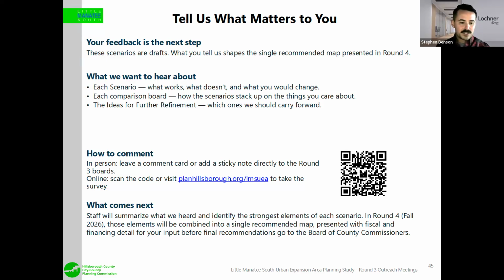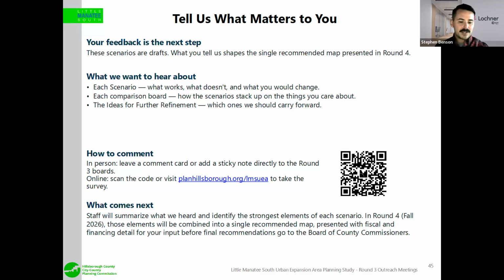What comes next? We're going to be summarizing what we heard from you at the previous two meetings, this week and last week, and what we've heard from you today and what we heard in the survey. We'll identify the strongest elements of each scenario. And in round four, all those elements will be combined into a single recommended map. We'll present the fiscal and financing details for your input, as well as other recommendations and findings about the impacts. And that'll be done so that we can get refinements in place. So if we need to make adjustments to that preferred alternative, we would do that at that time.